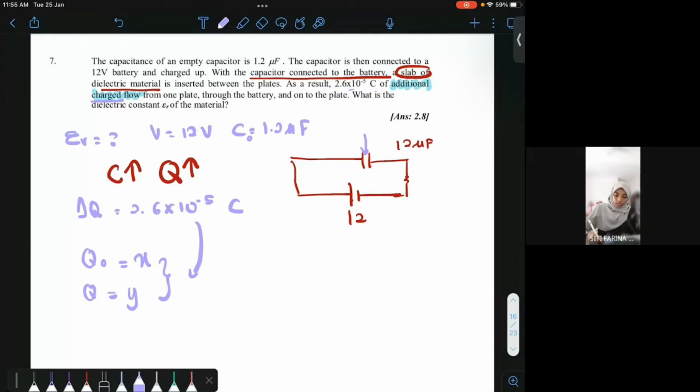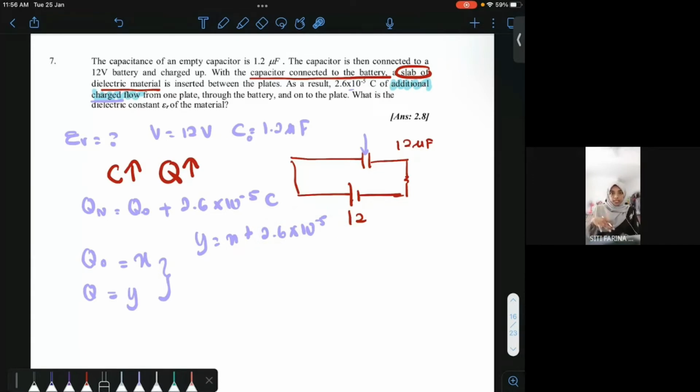Okay, kalau selalu kita associate delta dengan difference in the charge, okay, tapi untuk relate dengan ayat yang dia guna, iaitu additional, so kita tak nak guna delta Q. Okay, so Q new kamu akan jadi Q not add with this value given in the question. Faham? Alright. So Y kamu adalah X campur dengan 2.6 10 negatif 5. So after you have insert dielectric, you are going to have additional of this much flowing in that capacitor.